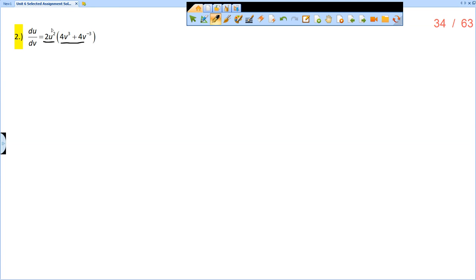So I'm going to bring this 2u squared to the other side, so I need to divide it. So du divided by 2u squared, and then I need to multiply by dv. So I have 4v cubed plus 4v to the negative third dv. Now I have separated the variables.